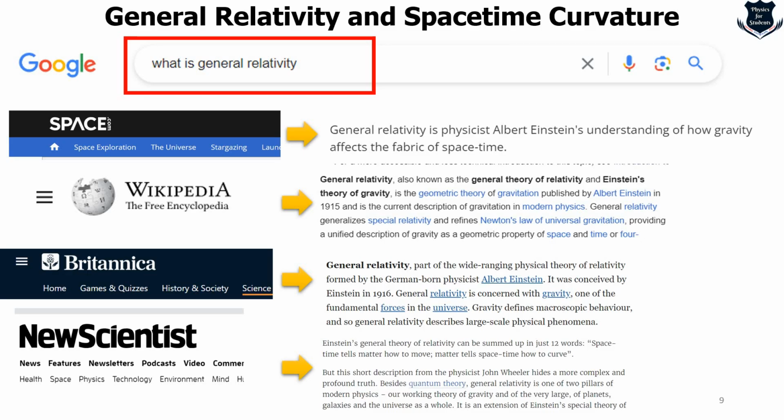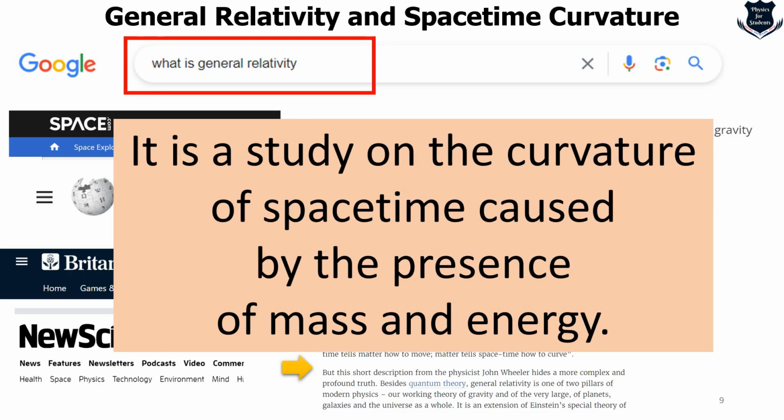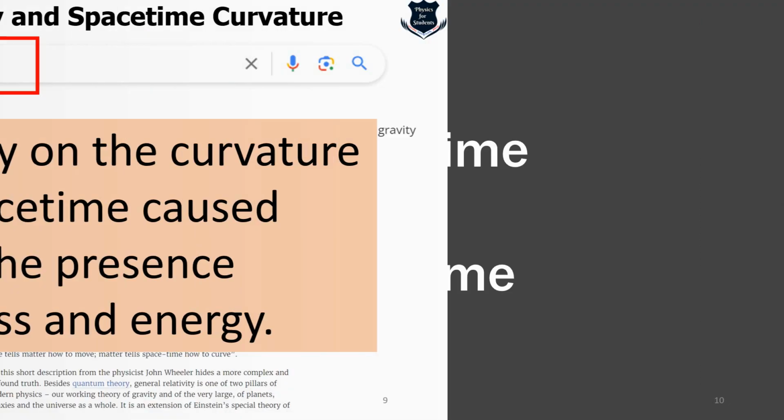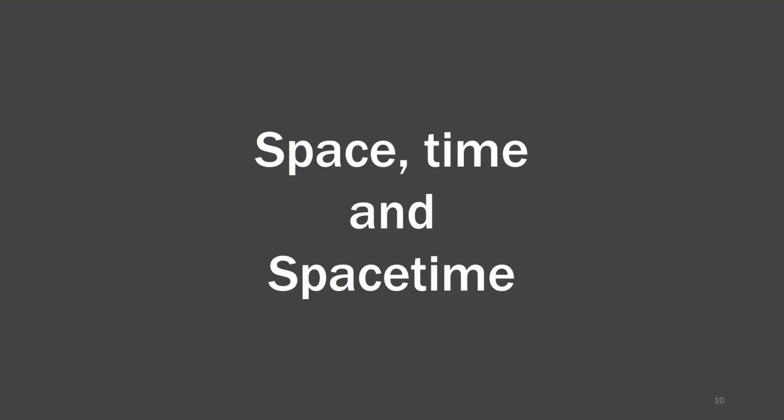So from here we can understand that it is basically a study of the curvature of space-time, and this curvature is caused by the presence of mass and energy, and that heavy ball is a source of creating the curvature. Now the question in this part of our video is: what actually causes the curvature? And for that we have to really understand these two concepts, space and time as separate entities and space-time as a whole.